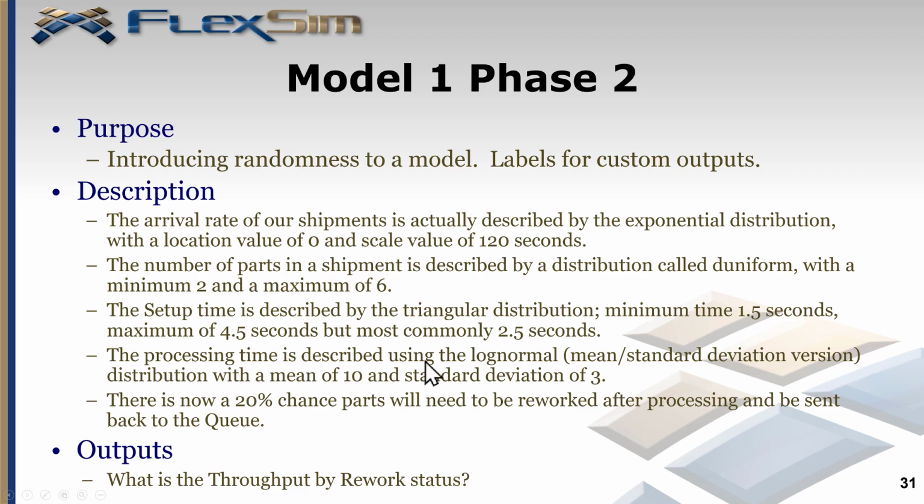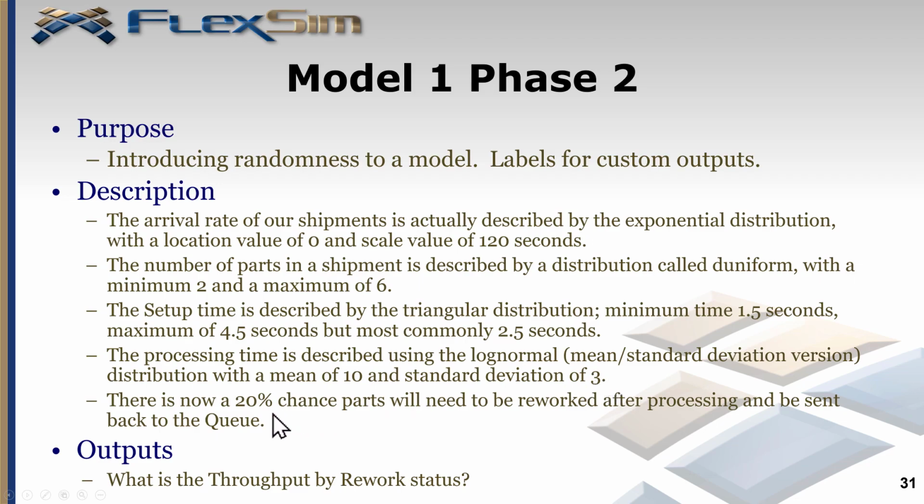The process time is described using the log normal distribution. Because there's more than one type of log normal distribution, in the drop-down list, look for the one called mean standard deviation, one we looked at just a minute ago. And the mean value is 10 and the standard deviation is 3.